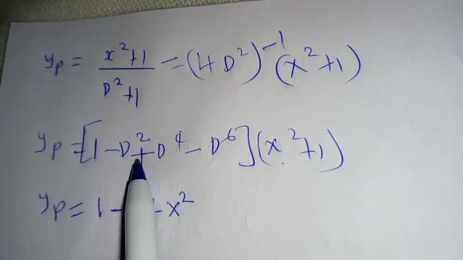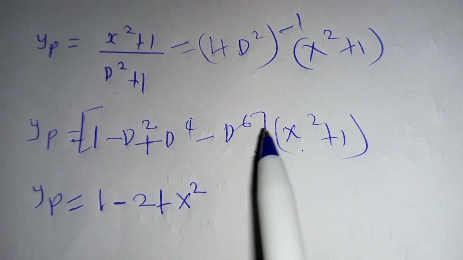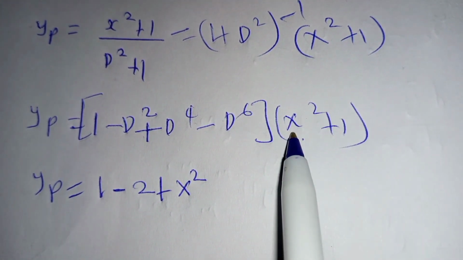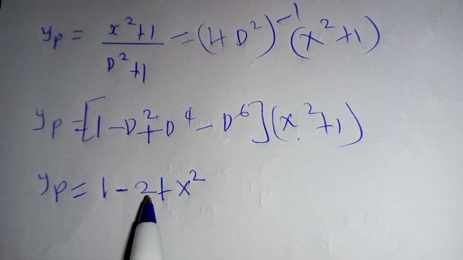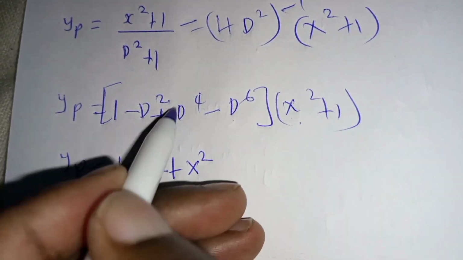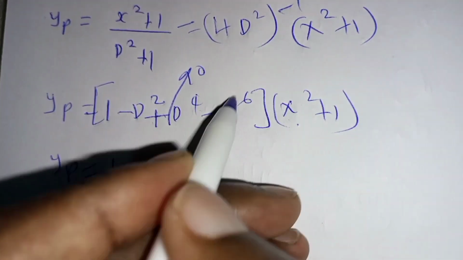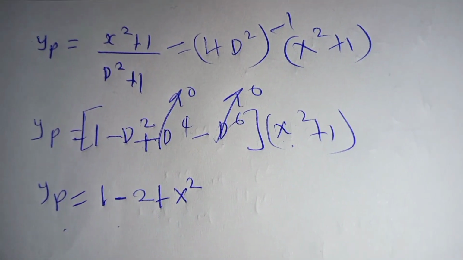D squared means you differentiate x twice. So when you differentiate x squared once, it is going to give you 2x. When you differentiate 2x, it will give you 2. The other part will be reduced to 0. So this part will return to 0, and this other part will return to 0. So our particular integral of the given ODE is equal to that.